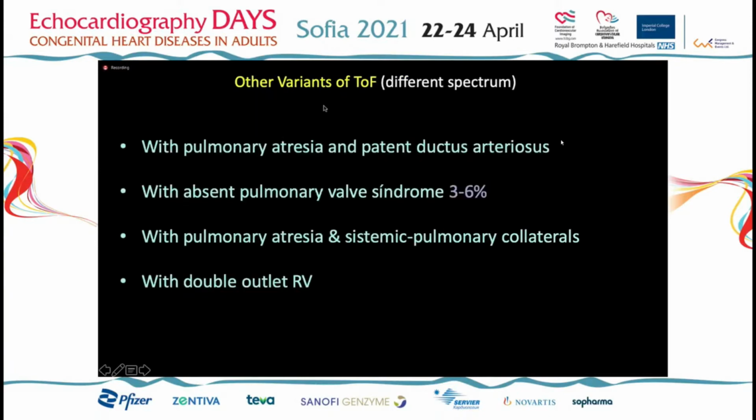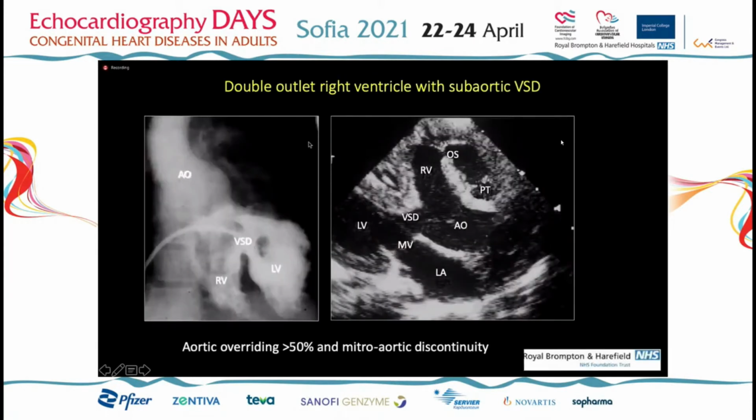So the different variants of tetralogy are now considered a different spectrum, and they include, as was also mentioned in the previous talk, pulmonary atresia with patent duct, the variant of the absent pulmonary valve syndrome, pulmonary atresia with systemic collaterals, and double outlet right ventricle. So this case, for example, demonstrates that the aortic overriding is committed to the right ventricle more than 50% of its length of the aortic valve, and therefore this case is not tetralogy by definition, but it would be a double outlet right ventricle or a TOF-like double outlet right ventricle. So double outlet right ventricle with subaortic VSD would be the most accurate classification.